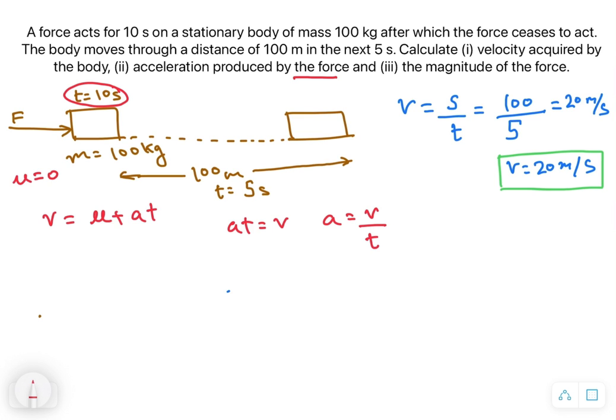So now let us substitute the values. Velocity is 20 meters per second. Time is 10 seconds. So force acted on this body for 10 seconds, which caused the acceleration. So acceleration will be equal to 2 meters per second square. So this is our answer. A is equal to 2 meters per second square.